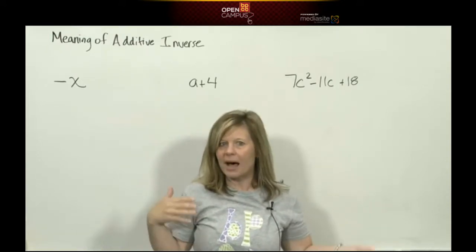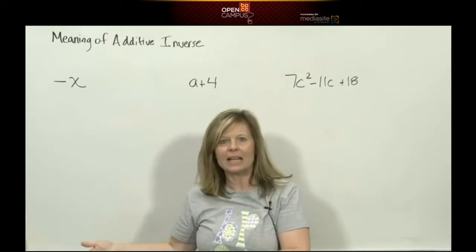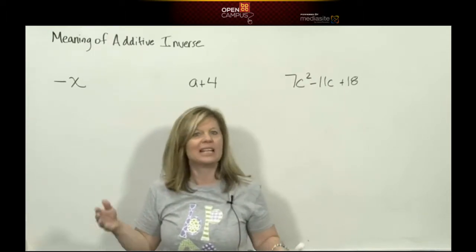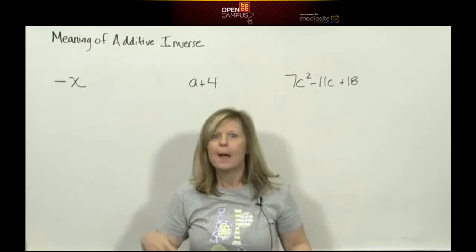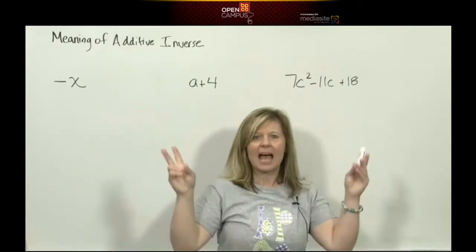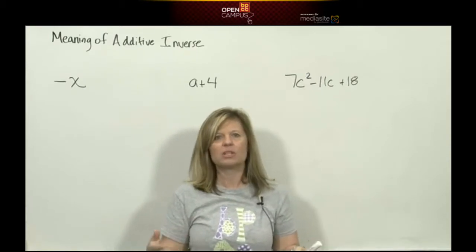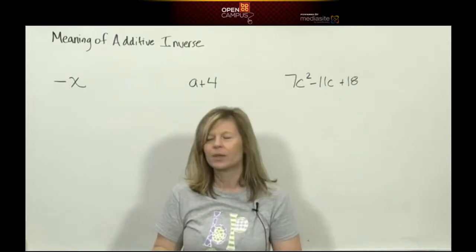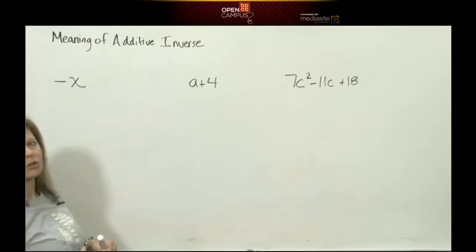What's the opposite of positive 5? Negative 5. What's the opposite of negative 2/3? Positive 2/3. And we know when we add opposites, additive inverses, our sum is always going to be 0. So in algebra, this is also true.